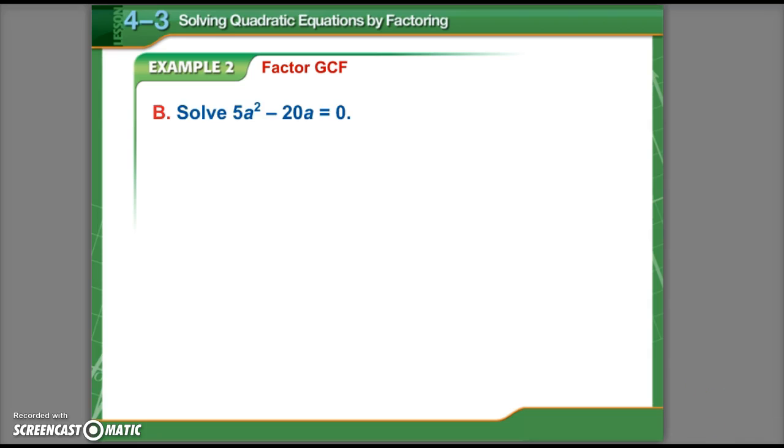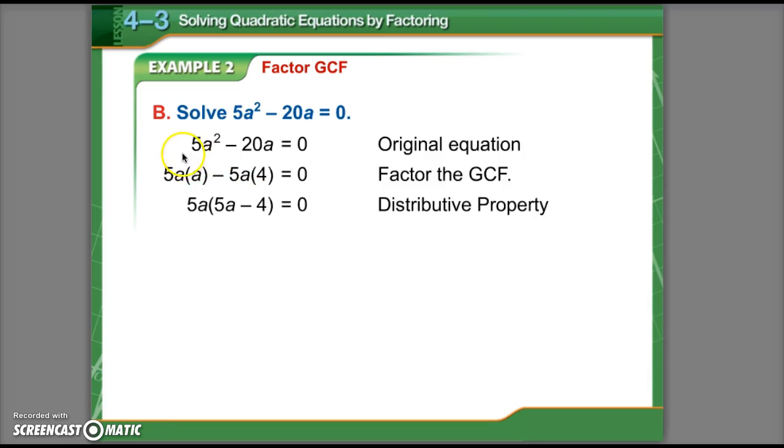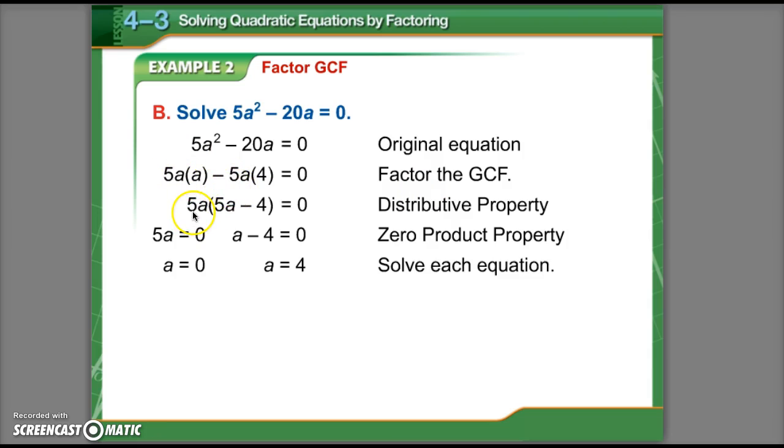Here's another example. We have 5a squared minus 20a equals 0. So we're going to try to find first our greatest common factor, which happens to be 5a. You'll notice each one of these has a 5a, so we take the 5a out. From the first term when you take 5a out, you're left with a. From the second term when you take 5a out, you're left with 4. Notice if you want to check your work, 5a times a is the 5a squared, and then 5 times 4 is 20, and then you have the a. So you can go backwards and check your work and make sure that your greatest common factor is correct.